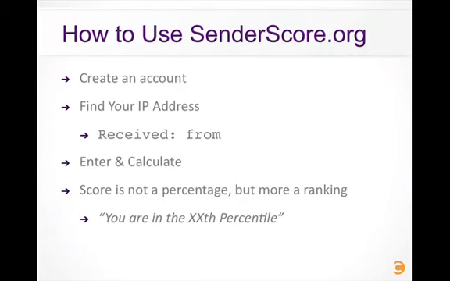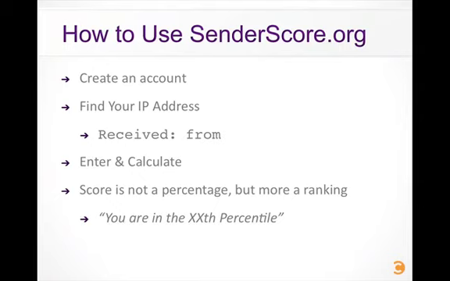So again, all you need to do to use SenderScore is create an account and find your IP address. Again, it's a little tricky, but once you're comfortable looking at that code, you can easily find it. And once you've got your IP, it's pretty much the same, unless you change your email service provider. And then enter in that IP and calculate what your score is.